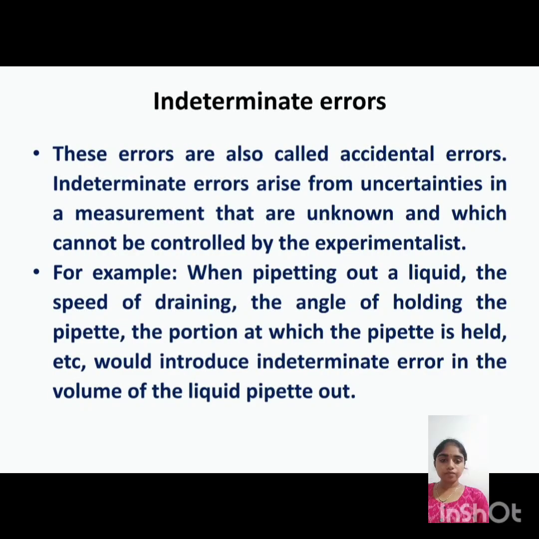The second is indeterminate errors. These errors are also called accidental errors. Indeterminate errors arise from uncertainties in a measurement that are unknown and which cannot be controlled by the experimentalist. For example, when pipetting out a liquid, the speed of draining, the angle of holding and the position at which the pipette is held would introduce indeterminate errors in the volume of the liquid pipetted out. Indeterminate errors are also called random errors.